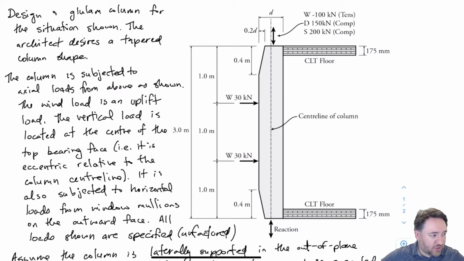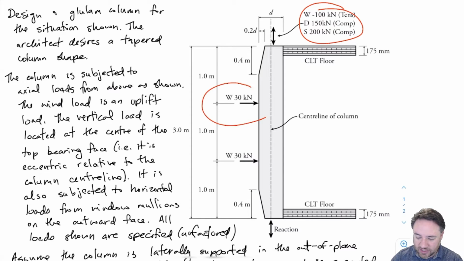We have a glulam column here shown on the right. We have an architectural detail that the architect would like that has to do with the way that the windows are created. I'm not an architect, so this is probably a stupid detail, but it gives us an opportunity to do a check on a compression side notch. So we have a fancy glulam beam column here, and it's a beam column because it has loads from above, the dead load, snow load, and a wind uplift.